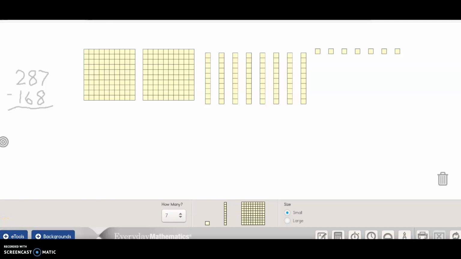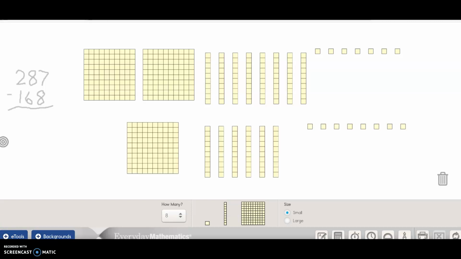287 minus... if I look at the blocks, I can see that I don't have enough ones to subtract 8 ones. I like to put a dot above where I'll need to trade first. I can trade in a 10 to get more ones. I don't go all the way down the street to the hundreds house. I just go right next door.